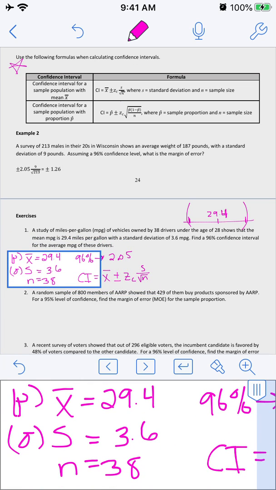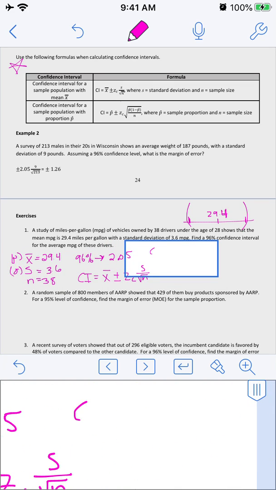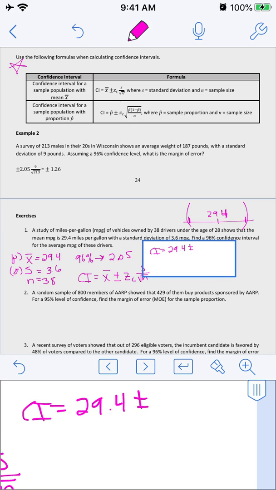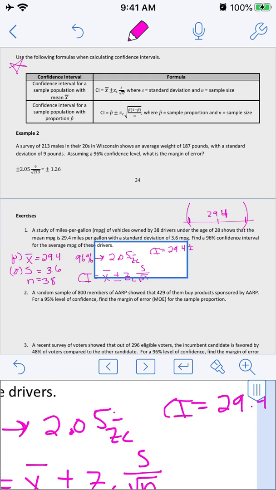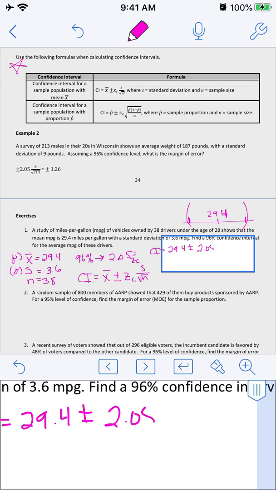We have all of those things, right? So we're just going to plug in all of those things. So our confidence interval is going to be 29.4 plus or minus the critical value right here, 2.05, times the 3.6 of our s over the square root of our 38. Yeah, it's not much prettier, but at least all of the variables are gone, right? So this is our confidence interval. Just kidding. That's not a number. That is an equation. So let's plug those into a calculator.